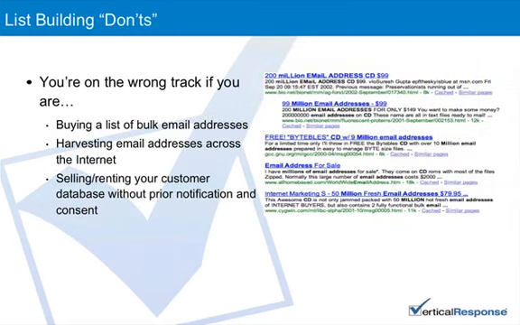So list building don'ts: you're on the wrong track if you're buying a list of bulk email addresses. And that's what I was saying earlier. Vertical Response doesn't allow these types of addresses to be mailed through our system, and most email service providers don't allow that. You also can't use harvested addresses that you find on web pages. So you can't go to a web page and find somebody's email address that says info at bobswebsite.com. They do need to sign up to be on your mailing list, so no purchased or harvested addresses.